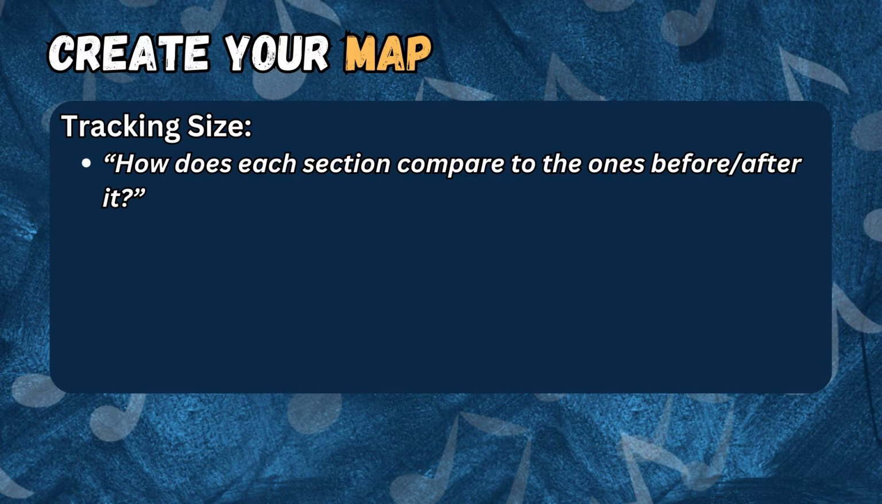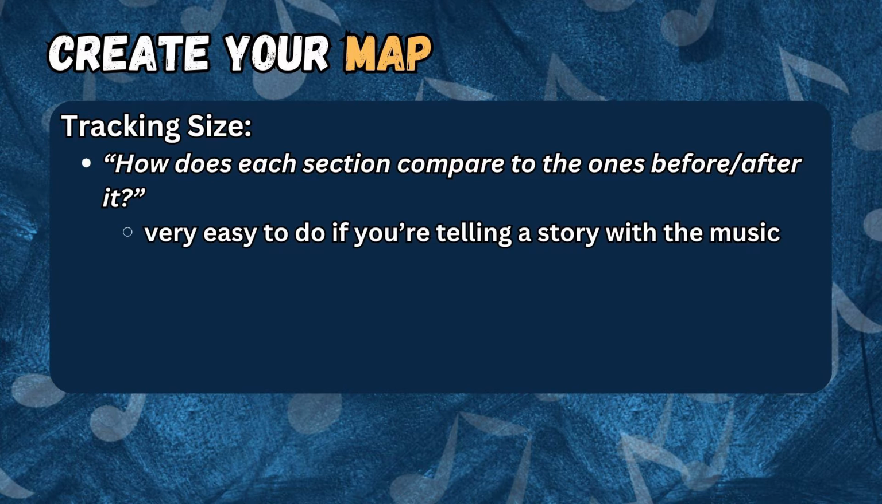Planning the size of your music is pretty straightforward. All you're going to do is ask yourself, how does each section need to compare to the one before and after it? If you have a specific story in mind, or maybe a specific scene that you're trying to score, this information can be pretty self-evident. The size of your music just needs to grow or shrink to match the energy of the story.